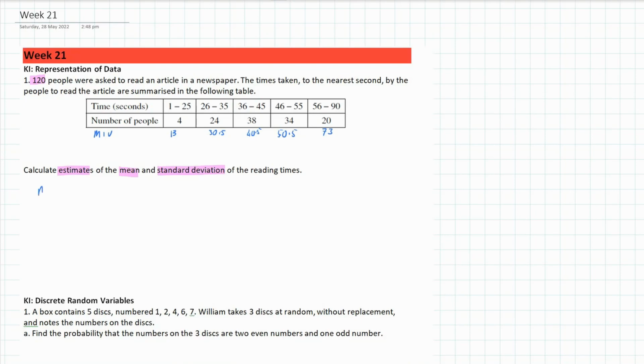Now, if we're going to find the mean, this is going to be 13 times 4, so the mid-interval value times the frequency, plus 30.5 times 24, plus the next mid-interval value, 40.5, multiplied by the frequency, which is 38, and the next one is 50.5, multiplied by its frequency, which is 34. The last one is 73, and we multiply that by 20. And we're going to divide by the total number, which is 120. When I put that into the calculator earlier, I got 45.8 to 3 figures.